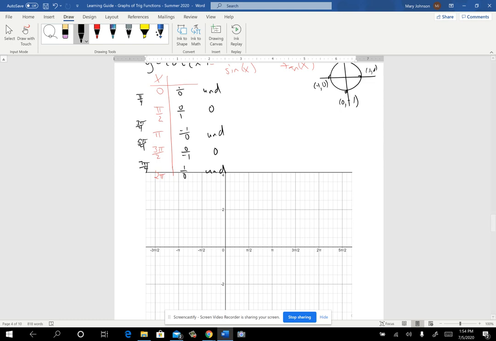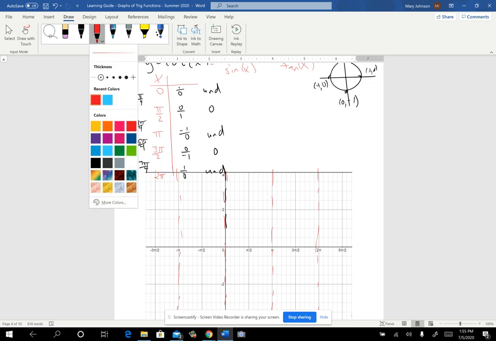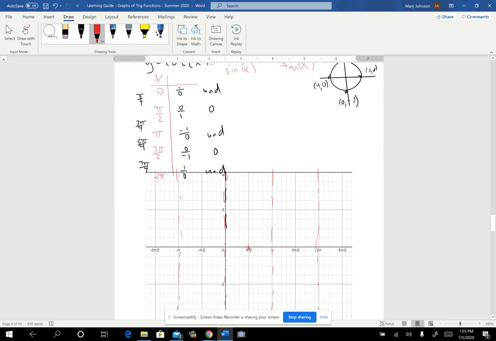It's almost like I need just a little more information the first time I do it so I get a sense of what it looks like. So the undefined spots, that's where you're going to be having these vertical asymptotes. So it happens at 0, and then at pi, and then at 2 pi, and at -pi. Then my pi over 2 is going to hit right there. 3 pi over 2 is right here. So would 5 pi over 2. So would -pi over 2. So would -3 pi over 2.